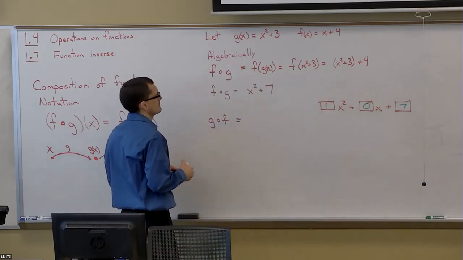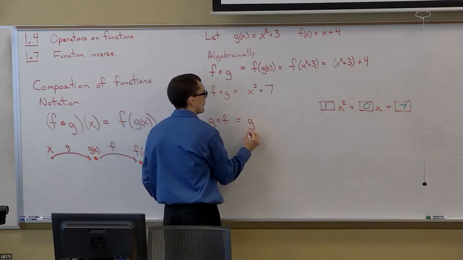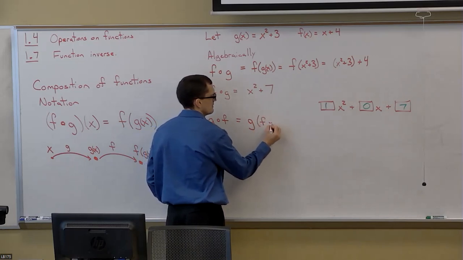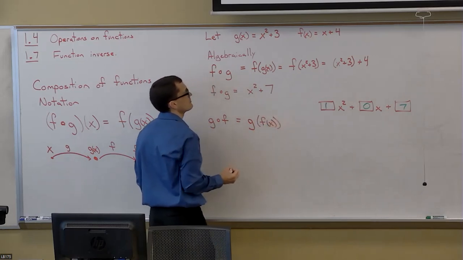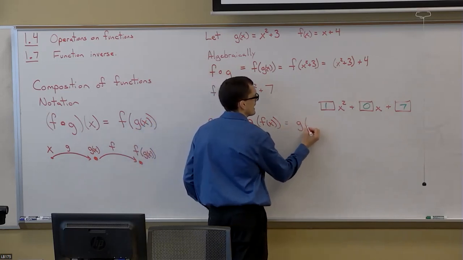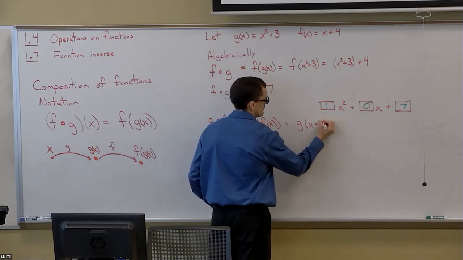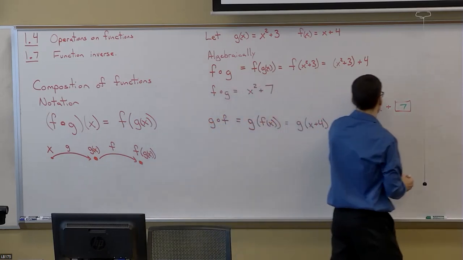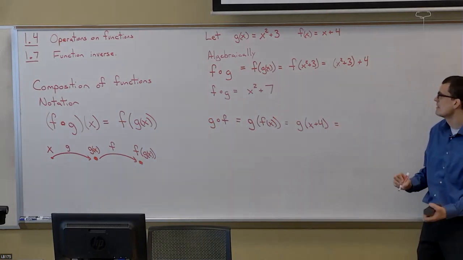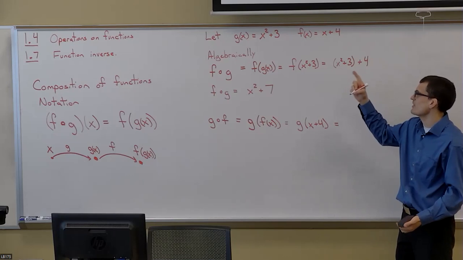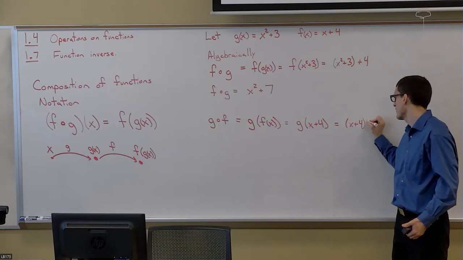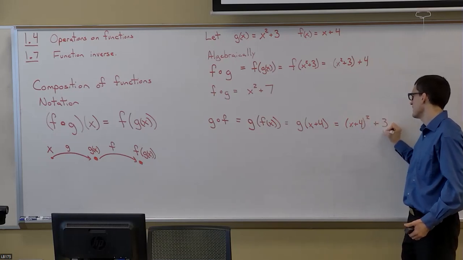The other way around, where we go g of f of x, or g composed with f of x, means that we plug in the variable x plus 4 into g. Well, usually I take my variable squared plus 3, so I'm going to take my x plus 4, square it, and add 3.